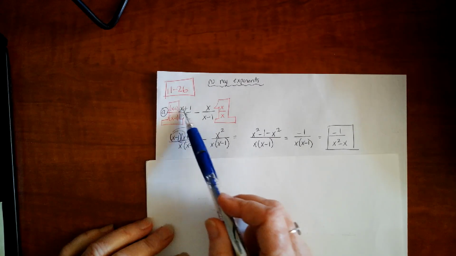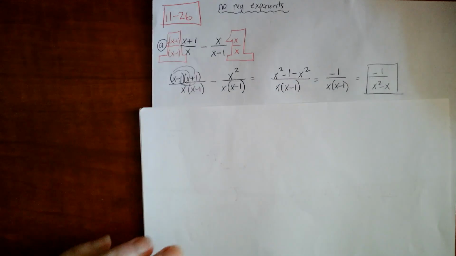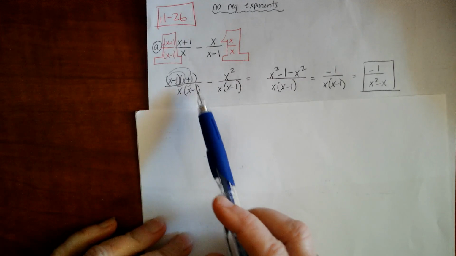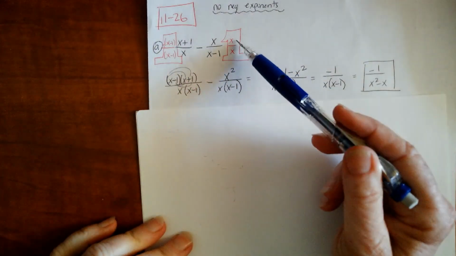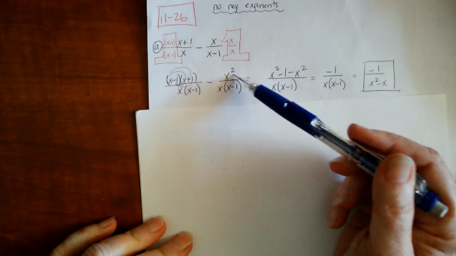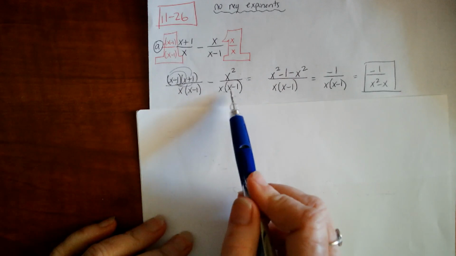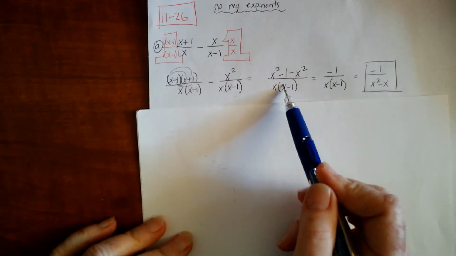So I multiplied the top fraction by x minus 1 over x minus 1. And then, so you can see I just rewrote this one. This one, x times x is x squared. And then, since they both have the same denominator, I'll just write them over one denominator.